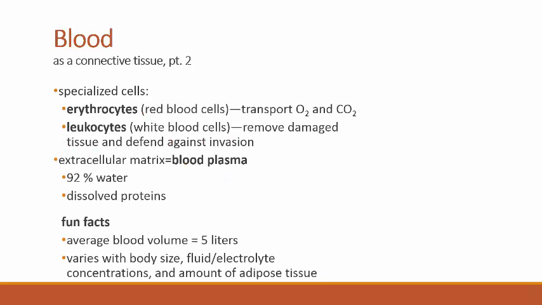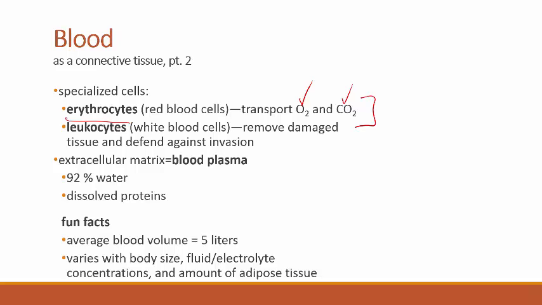So specialized cells include erythrocytes, the red blood cells, and their primary function is in the transport of oxygen and carbon dioxide. We hear a lot about the idea that red blood cells carry oxygen, but the same molecule that carries oxygen, hemoglobin, is also responsible, in part, for transporting carbon dioxide as the blood circulates.